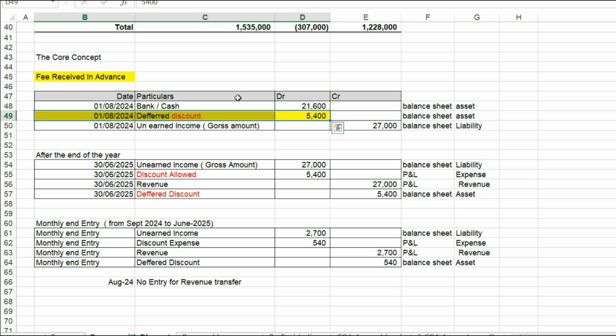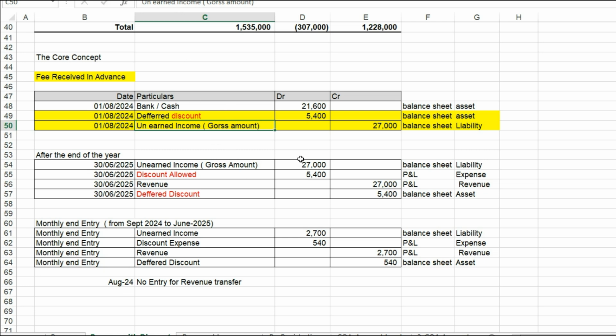As you know that a deferred income or unearned income is your liability, similarly, at the same spot you have recognized the deferred discount, which is an asset account, because when you recognize the revenue, at the same time you will use it. Let's see how it will work. And you will recognize unearned income with 27,000. This is your gross amount.